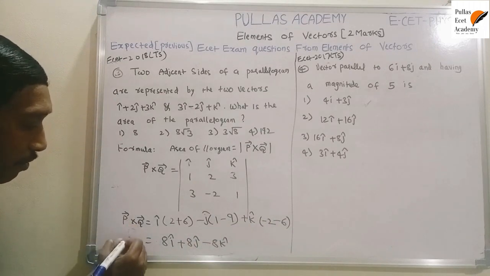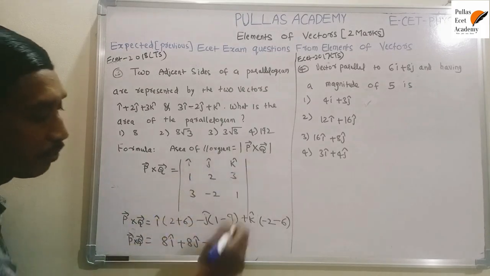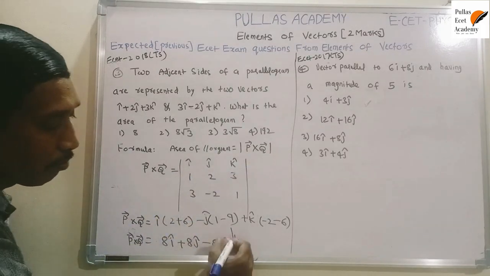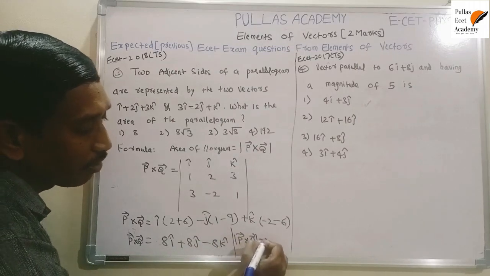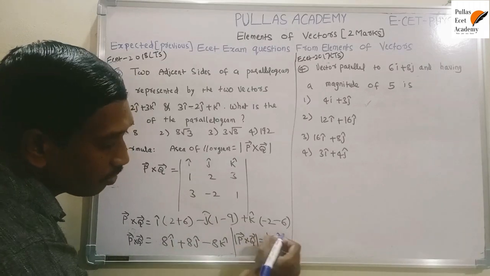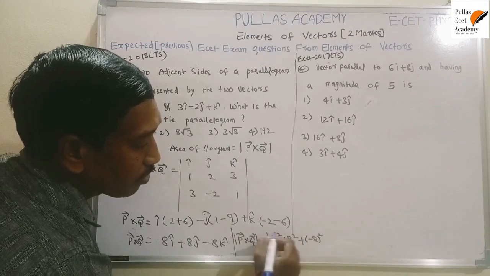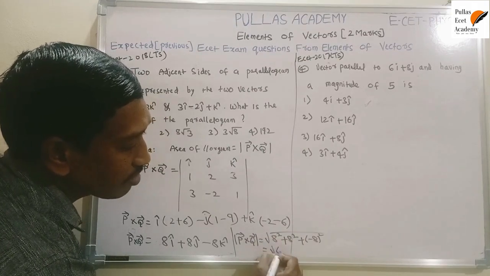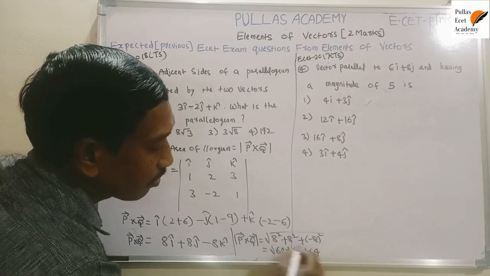This is p bar cross q bar, the vector product. But we need the magnitude. How to get the magnitude? Modulus of p bar cross q bar is equal to, according to the formula, the square root of the x component squared, 8 squared, plus 8 squared, plus minus 8 whole squared. So it is 64 plus 64 plus 64.